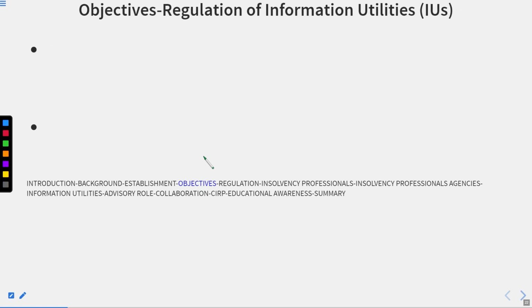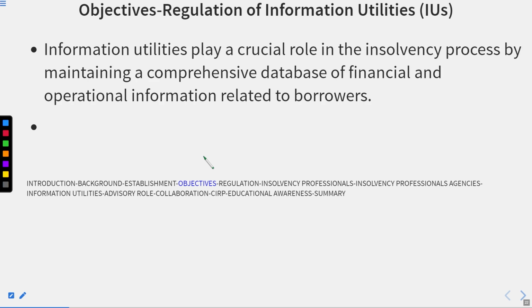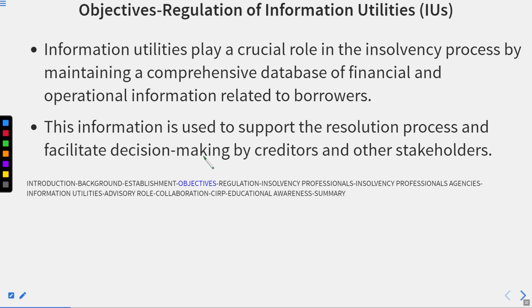Thereafter, we have the regulation of the information utilities. What do you mean by it? Let's see. Information utilities play a crucial role in the insolvency process by maintaining a comprehensive database of financial and the operational information related to the borrowers. This information is used to support the resolution process and facilitate decision making by the creditors and other stakeholders.